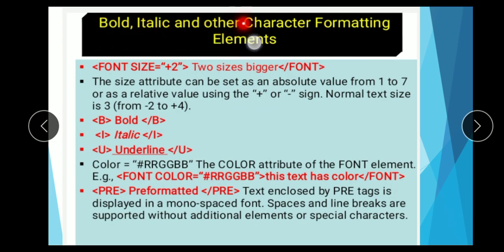Bold, italic and other character formatting elements. In HTML you can use bold, italic and underline. When you want to give bold, you write the tag open B, write the word and close the tag B. As it is for italic, you open I and close I tag. For underline, you open U and close U. This is the bold, italic and other character formatting element.